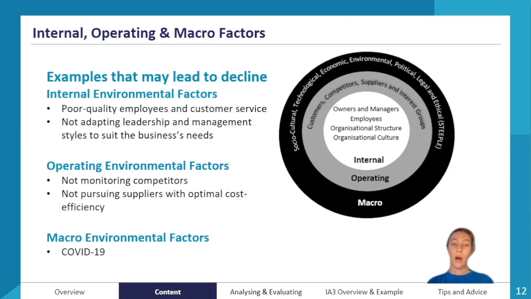Now if we look at examples that lead to potential decline in terms of internal, you may have poor quality employees and customer service, and that is going to lead to poor customer satisfaction and potential reputational damage. All of this has a flow on effect to potentially mean the business will decline. And keep in mind that there are different levels of this.